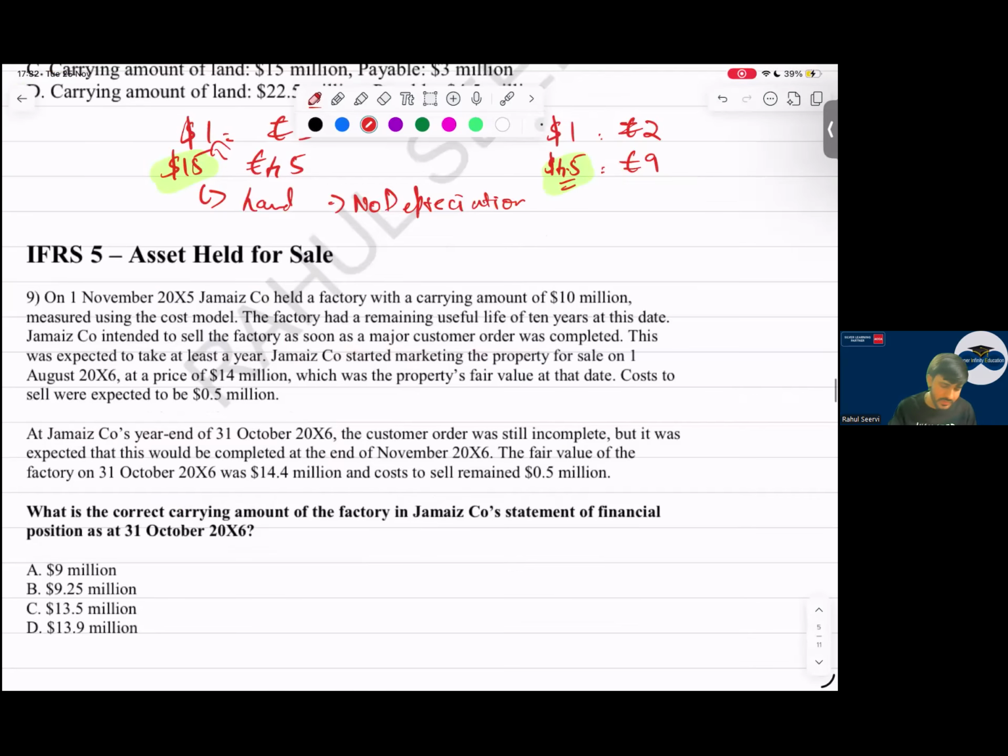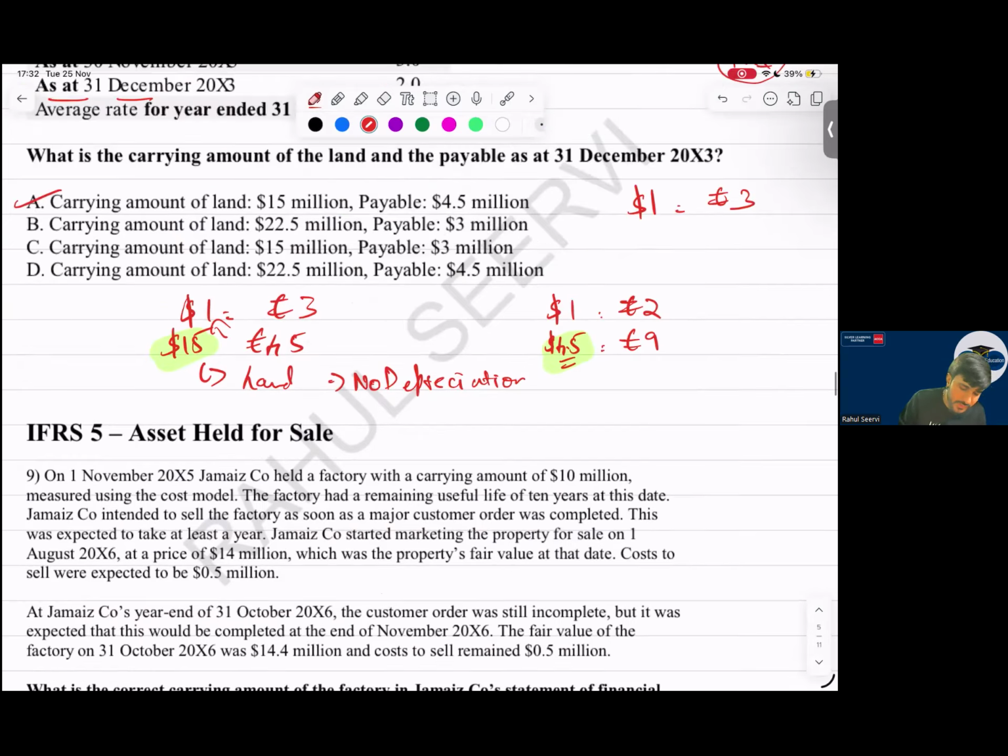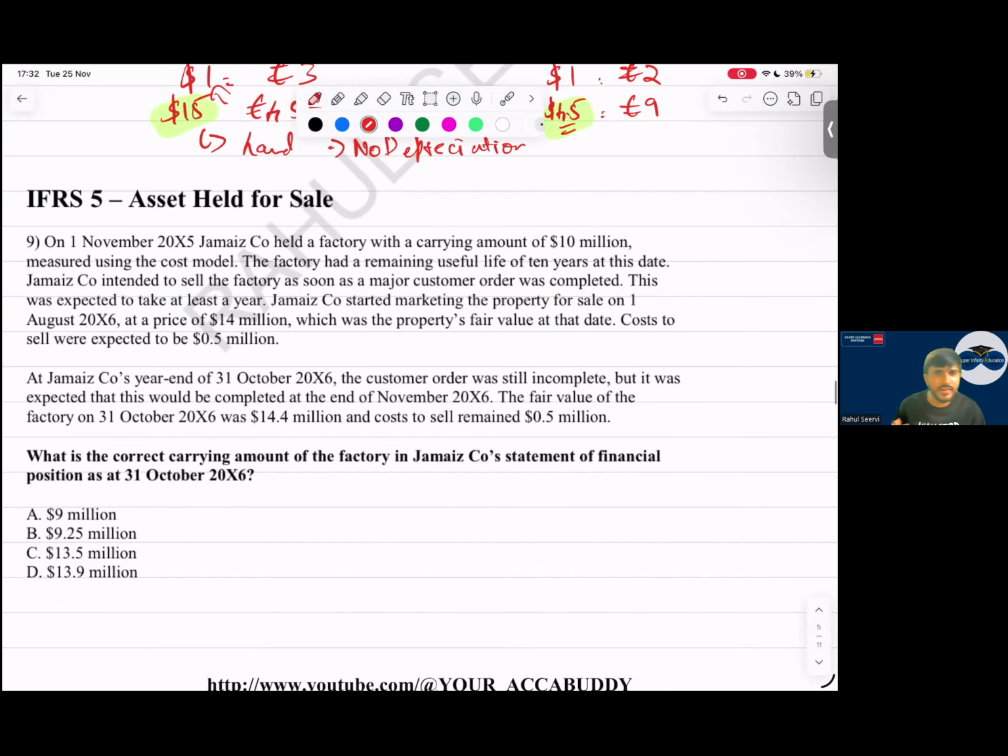Now coming to the next question. IFRS 5, non-current asset held for sale. A very easy question, an easy topic. Let us read the question and understand whether it's easy or not.